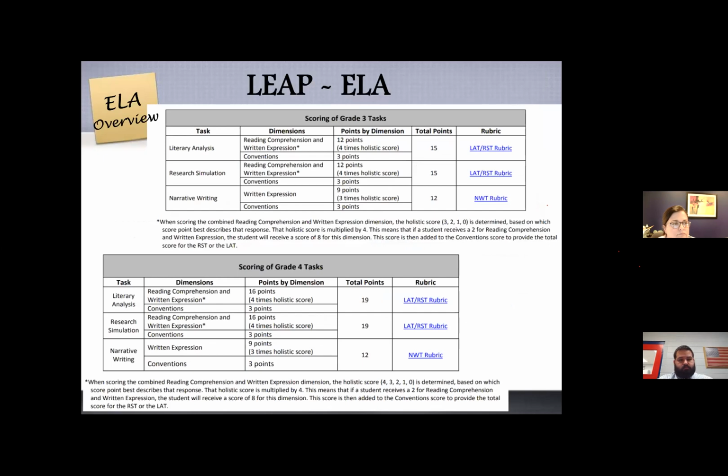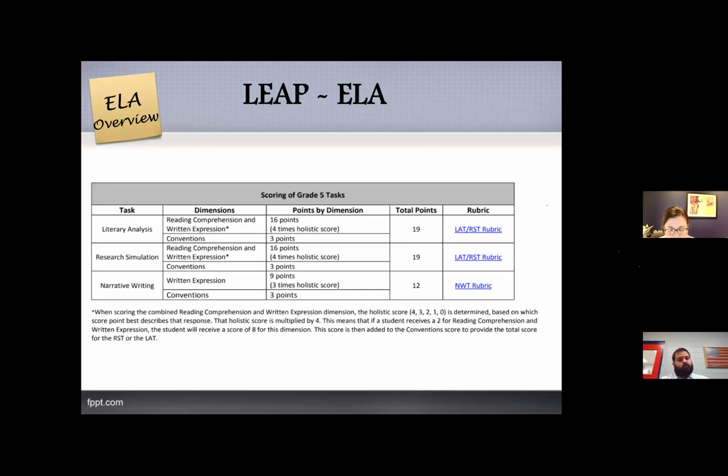This is just to give you an idea of what the scores look like for grade 3 and grade 4 when they're scoring the writing portions of the test. You can go through that. When they get their scores back at the end, or sometime during the summer, it's not going to be this specific. It won't tell you they got this many points. It'll give you an overall score. And we'll talk about that in just a second.